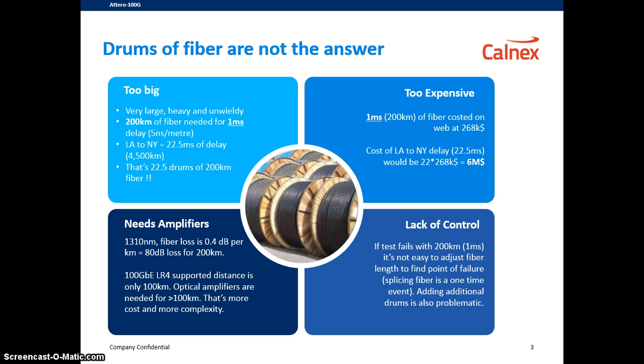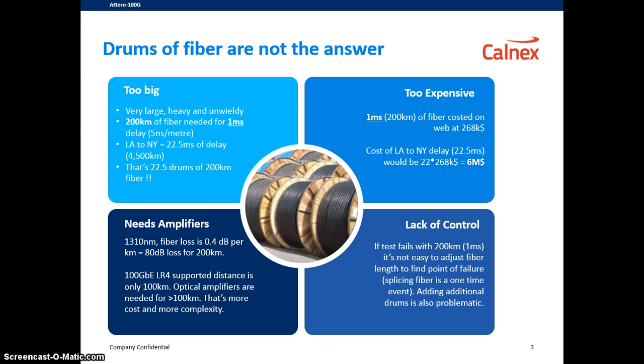So in terms of being too big, they're extremely large, heavy and unwieldy. 200 kilometres of fibre is needed for 1 millisecond of delay. The distance from LA to New York is 22.5 milliseconds of delay, that's 4,500 kilometres. So that's 22.5 drums of 200 kilometre fibre to simulate that distance.